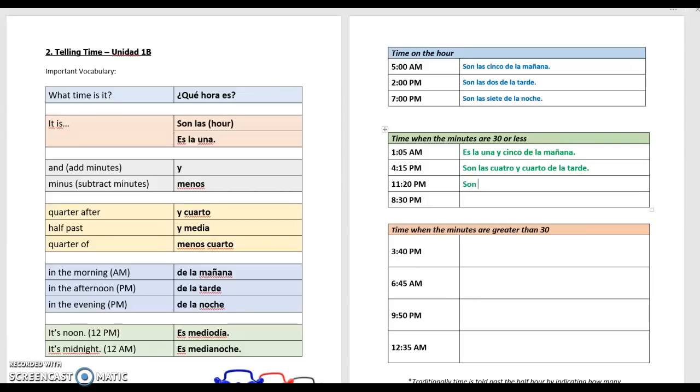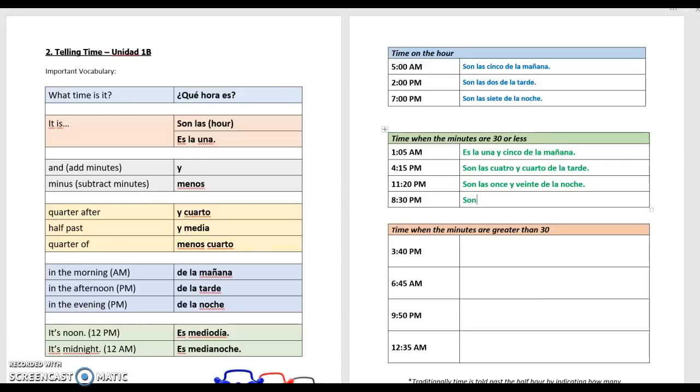All right, 11:20 p.m. Let's see what we got. Son las. 11 would be once. We're going to add on. How many minutes are we adding? 20. 20. De la. 11:20 p.m. would be nighttime. Noche. There it is. Here we go. Over here.